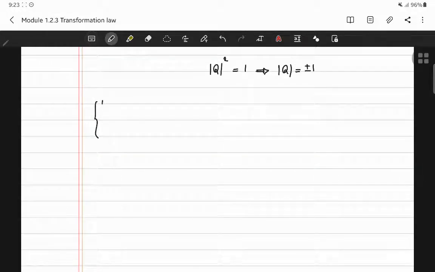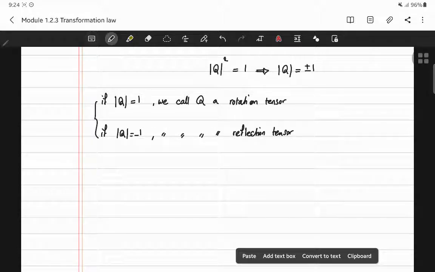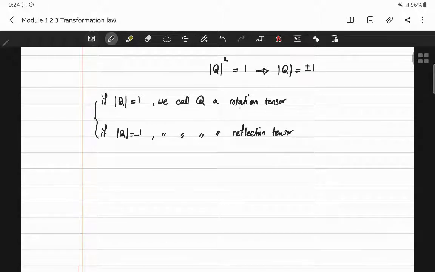So if the determinant of Q is 1, we call Q a rotation tensor. If the determinant of Q is minus 1, we call Q a reflection tensor. So it means that if you have Q, which is an orthogonal tensor, and the determinant is 1, we call it a rotation tensor. So it rotates, but it will keep the angle and the magnitude, the length, the same. But if it is minus 1, it just reflects the tensor. For example, it reflects from here to here or something like this.